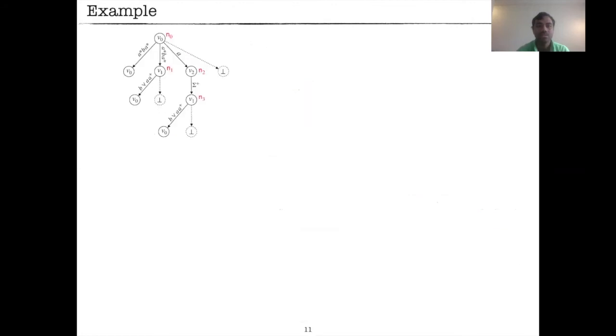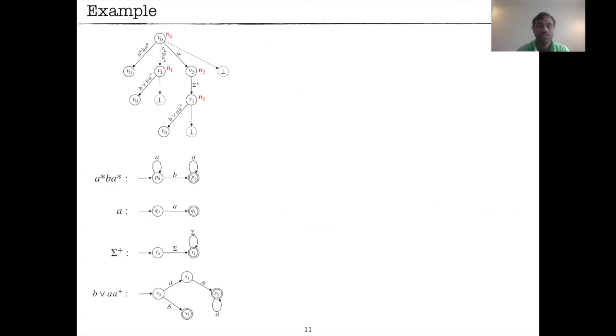So here I'll show an example of the construction of this automaton. This is the tree from the previous example, and these are the automata for the languages on the edges. Now let us construct the automaton B. The initial state of B is an R-tuple of states where each component is its own initial state.